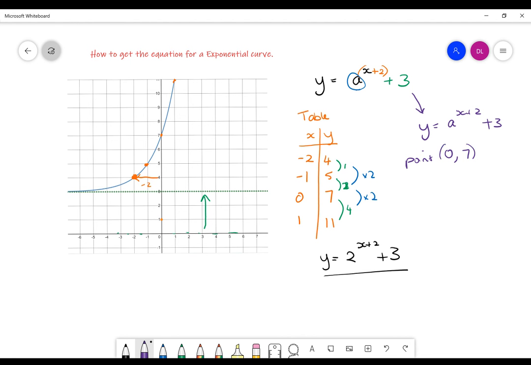Okay, that means that x is 0 when y is 7. So that gives me 7 equals a to the power of 0 plus 2, plus 3. Okay, that gives me 4 equals a squared. So a will equal positive or negative 2, which gives us this number in here.